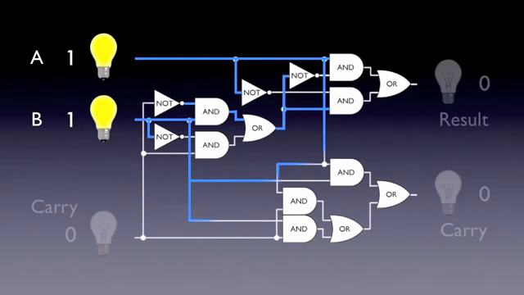Remember this one. We're adding 1 and 1. The result is 0 with a carry of 1. Have another look, and if you wish, you can examine this circuit more on the series website.